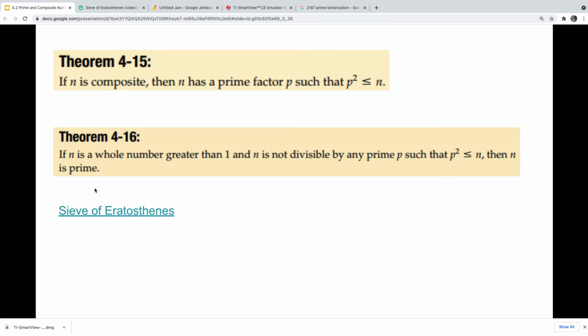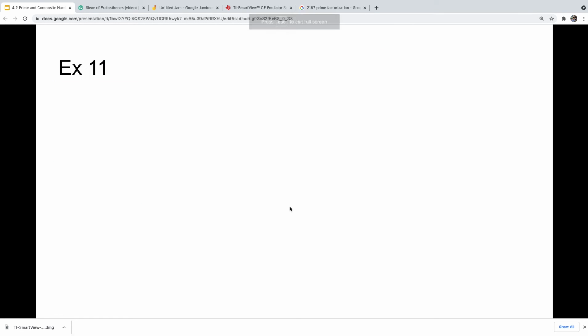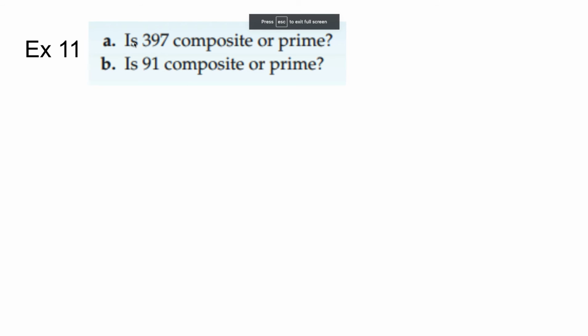So what we need to do is check only the numbers less than the square root of that given number. And if you can find any prime number there that is a factor of 397, then it is a composite number. If there's no prime number less than or equal to the square root of 397 that divides it, then it is a prime number.